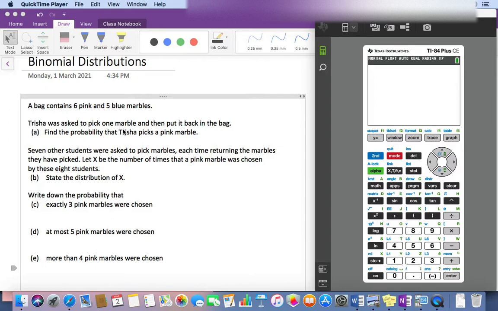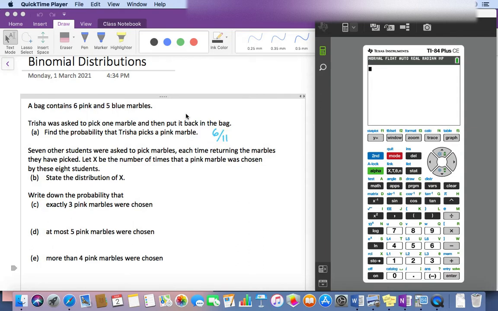Okay, so let's take a look at this example. So I have a bag containing 6 pink and 5 blue marbles. Trisha was asked to pick one marble and then put it back in the bag. We want to find the probability that she picks a pink marble. Okay, so that is pretty straightforward. That will be 6 out of 11.